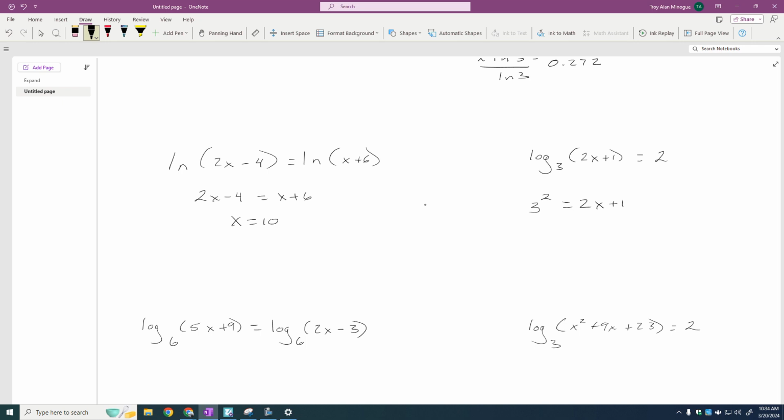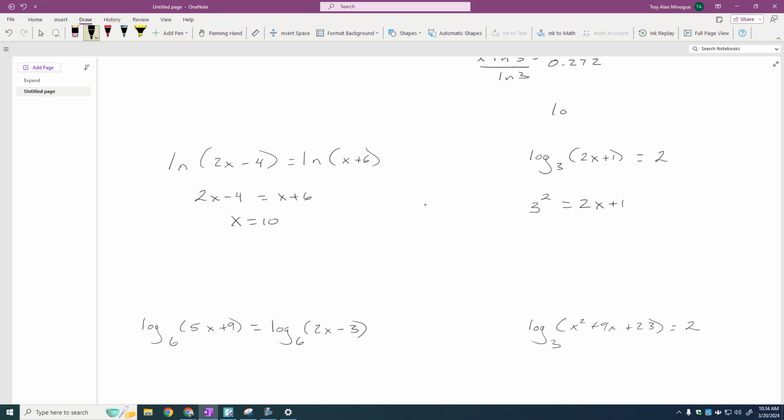Notice it's exactly what I would have got had I raised the 3 to that power and the 3 to that power. I get the exact same thing. This is just way less confusing in my opinion. I just switch forms. Okay, so 3 to the second power equals 2x plus 1.